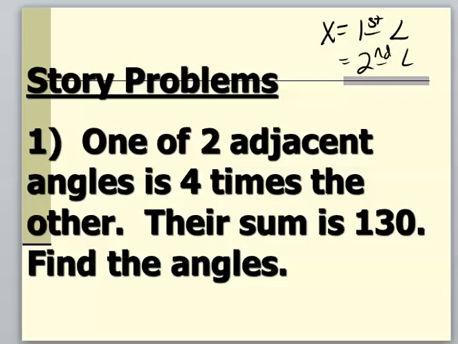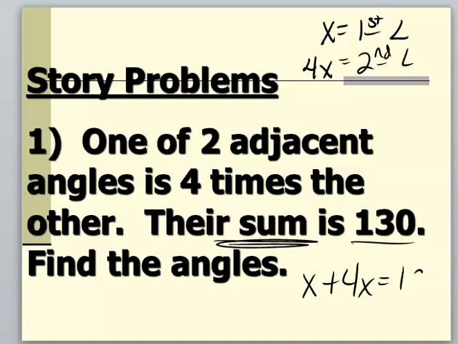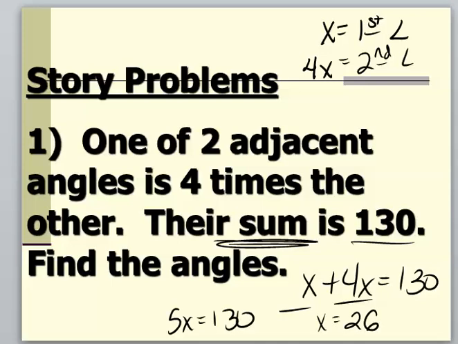Then it should describe your second angle. It says one of two adjacent angles is 4 times the other. So if the first one's x, the second one is 4 times x. Then it will tell you something that the angles add up to. Their sum, what happens if I add them up, is 130. So x plus 4x equals 130. And make sure you get both angles. These are like terms, so 5x equals 130. And if we divide by 5, we get that x is 26.